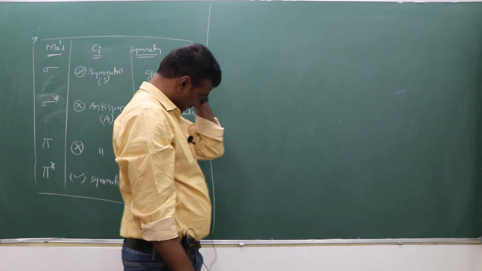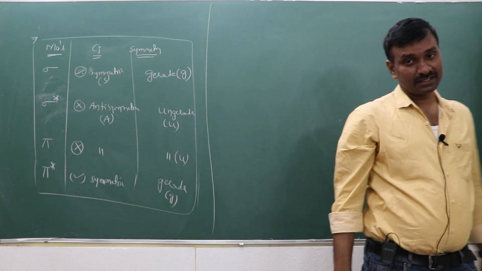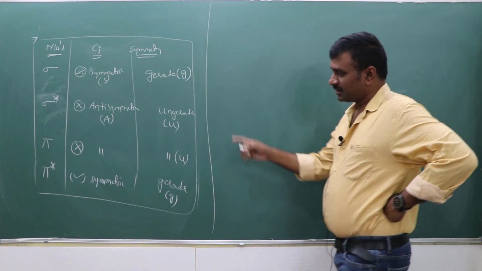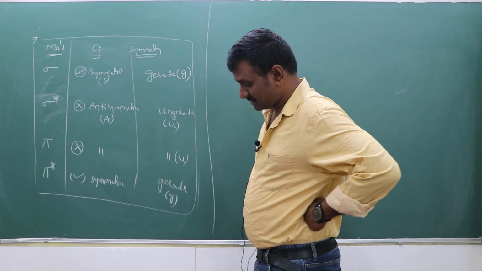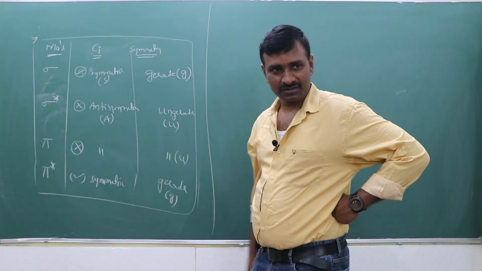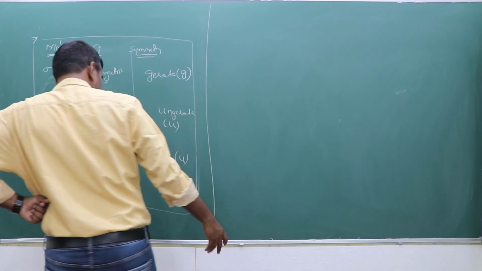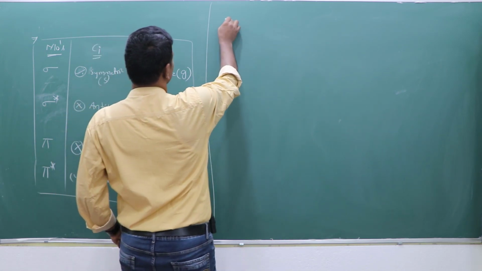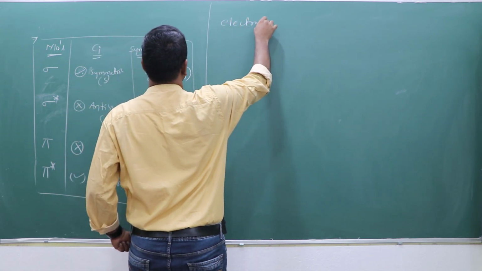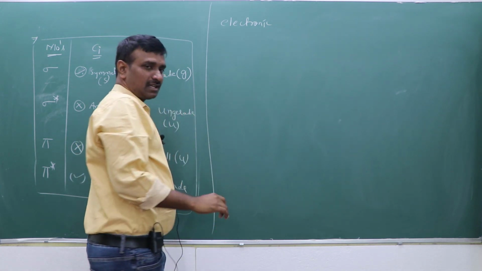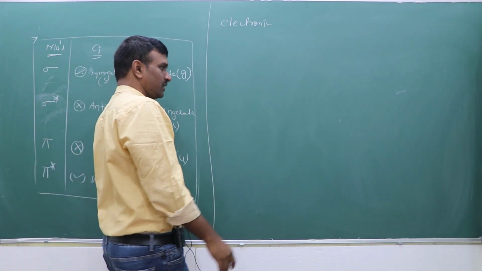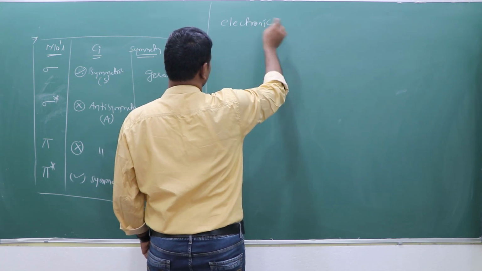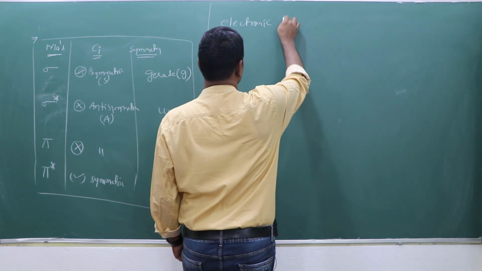Before multiplicity, what is an electronic transition generally? We are using all of this for the electronic transitions purpose, because from the examination point of view, electronic transition questions are there. So what is an electronic transition? This whole electronic spectroscopy is based on the electronic transitions only. Electronic spectroscopy or UV-visible spectroscopy, electronic transitions.